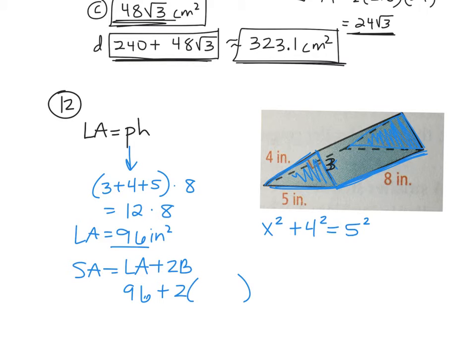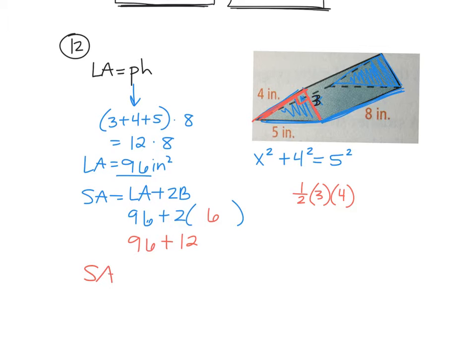Fortunately, this is a right triangle because we know this is a right angle. Then my base and height of that triangle are the 3 and the 4. So you're doing 1/2 times the base times the height, or half of 12 would be 6. So the area of the triangle is 6, and now you can plug that into the formula. So 96 plus 2 times 6, or 96 plus 12, would give us a surface area of 108 square inches. Okay, so that's number 12.